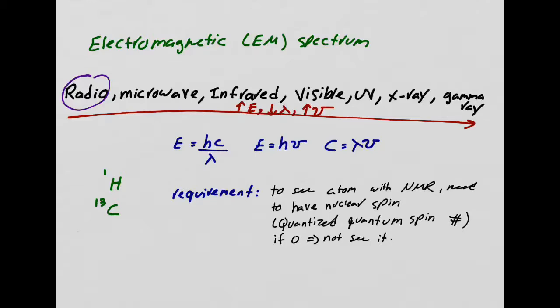Just the overall idea that if your quantum spin number is 0, you're not going to be able to see it. So not everything can be seen by NMR. So far, so good? Okay. Now, let's go back to proton.